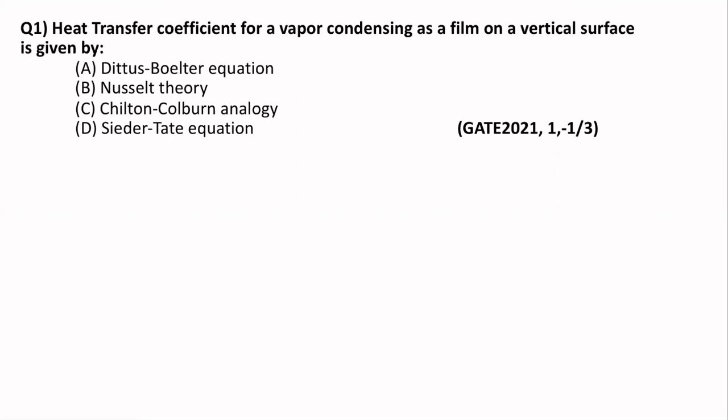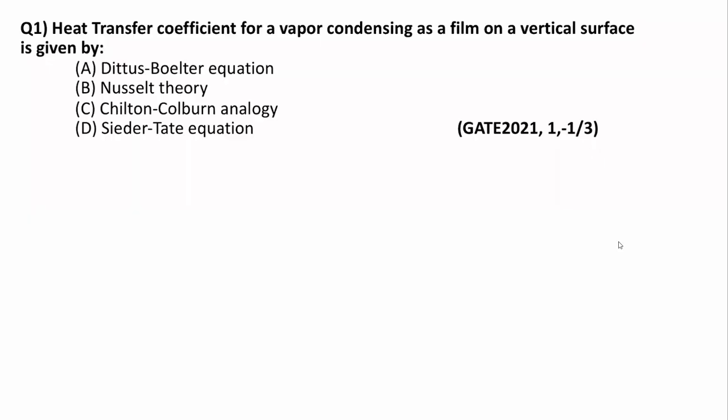Here's the first question that came in the very recent GATE 2021, and the question reads as follows. The HTC for a vapor condensing as a film on a vertical surface is given by which of the following theory or equation? This was a 1 mark question with a minus 1/3 marking for incorrect answer. I'll give you a second to think and then I will explain the solution.